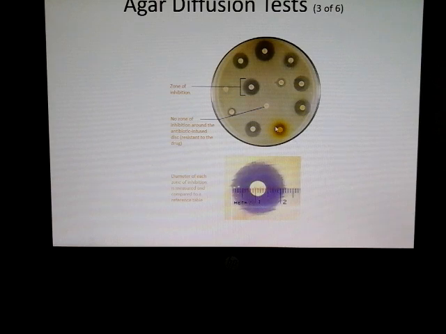So here's some examples then. You can see this clear area right inside here is the disc itself. Then you measure the diameter from one side to the other, and you compare that number to a chart. And the chart will tell you whether or not the bacteria is going to be susceptible to the antibiotic, resistant to it, or have what's known as an intermediate level of sensitivity.